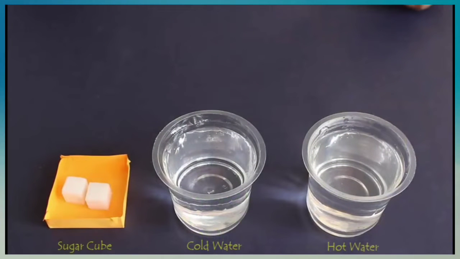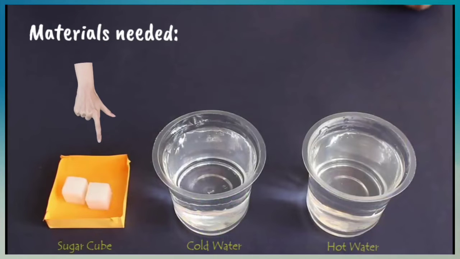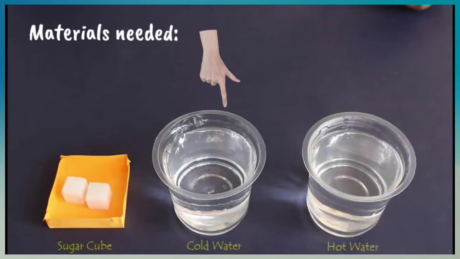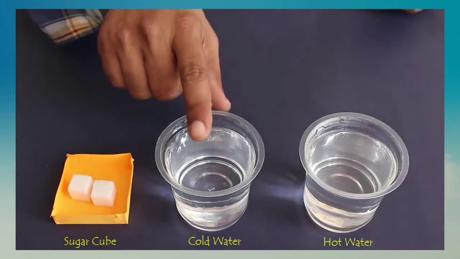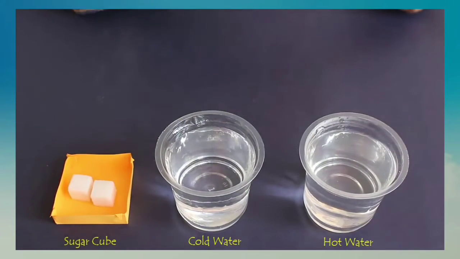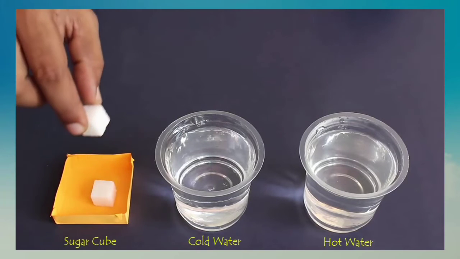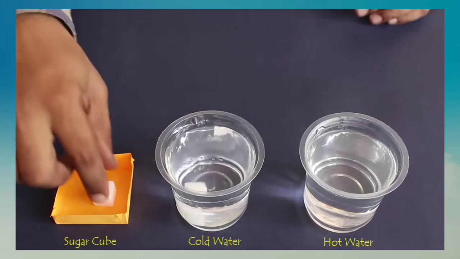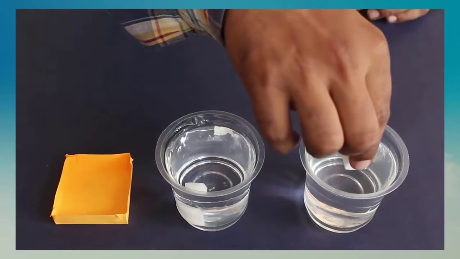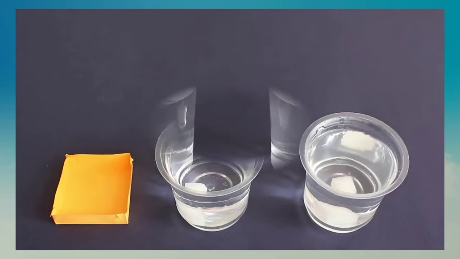The materials used in this experiment video are the following: sugar cube or just sugar, cold water, and hot water. Will hot water make sugar cube dissolve easier and faster than cold water? Let us now find the answer through this experiment video. For the first step, put a sugar cube in cold water and another sugar cube in hot water.